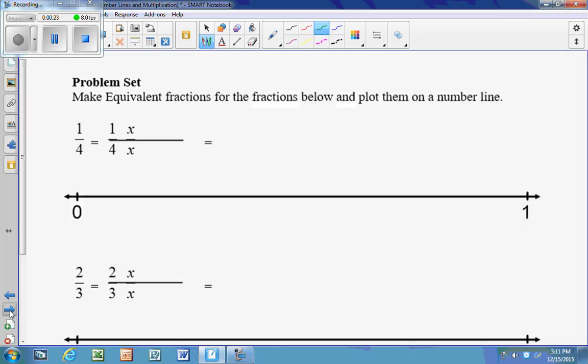So to make equivalent fractions, we can pick any number as long as it is equal to 1. So in this case, we have 1/4, and we want to make an equivalent fraction. We're going to start, and we know that 1/4 is less than 1 whole, so it's between 0 and 1. We're going to plot this onto our number line.